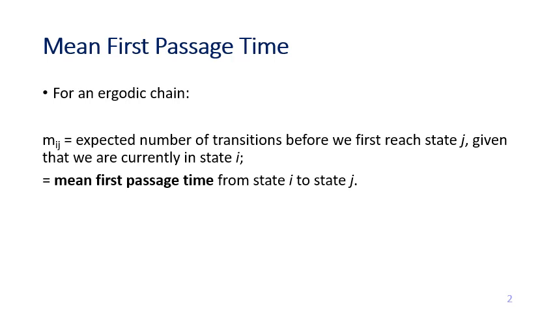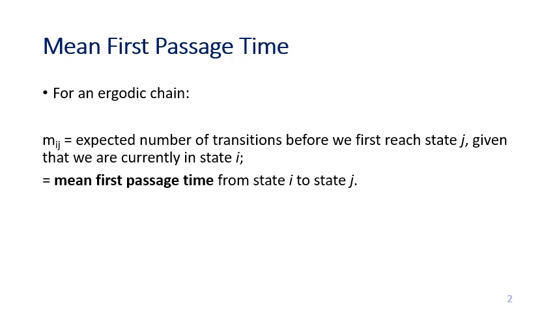Before we define what is mean first passage time, let me draw your attention first to the keyword ergodic. Same as before, mean first passage time exists only when the chain is ergodic. So that's why we learn to identify ergodic chain, because steady-state probabilities and mean first passage time only exist when the chain is ergodic.